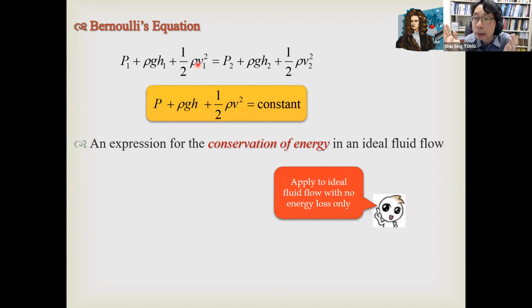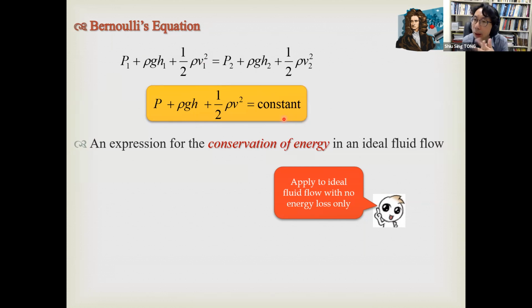Is that okay? Now, of course, the pressure, the heights, and the velocity keep on changing all the way. P1 is not equal to P2. V1 is not equal to V2. But this combination, P plus rho gh plus half rho v squared, remains the same on both sides, and it remains the same all the way along the bundle of streamlines. And that is Bernoulli's equation.